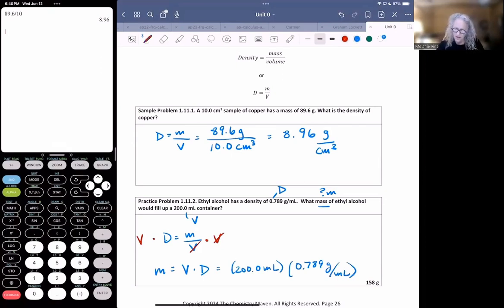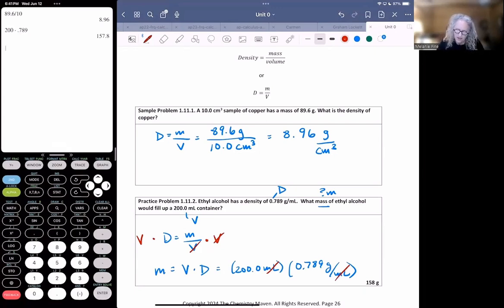The other thing that writing your units helps you do is see if you have unit agreement. Yes, I have milliliters here and milliliters cancels out here. So I don't have to do any conversions. I just have to multiply this across. 200 times 0.789 gives me 157.8.